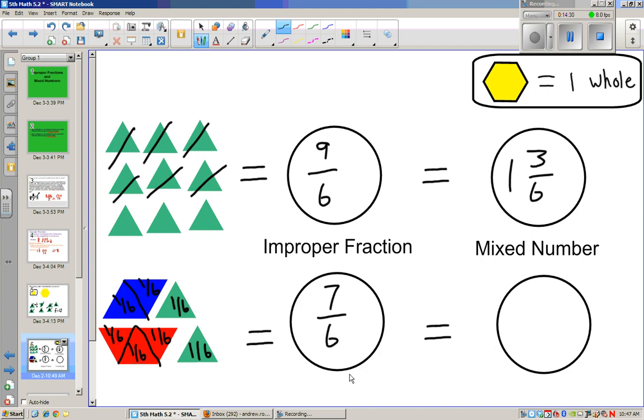7/6. Do I have any wholes? Well, yeah, 6/6 would be a whole. So there's 1, 2, 3, 4, 5, 6. That's a whole. I got 1/6 left over, so 1 and 1/6. So 7/6 and 1 and 1/6 are the same.